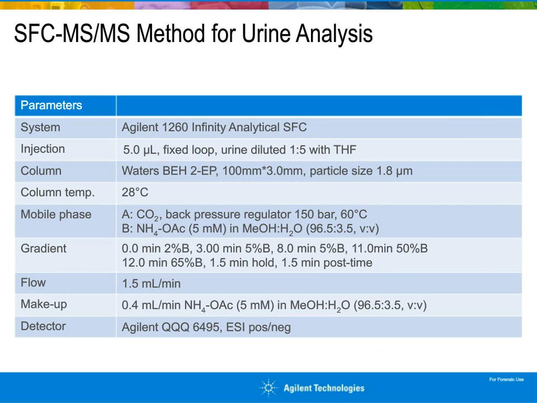Moving on to the method, looking at the system here, this is a fixed loop system. We inject 5 microliters of diluted urine, 1 to 5 in THF. The column used for the application is an ethyl-pyridine column. Column temperature, and the rest is basically the standard chromatography setup that you know from any of the analytical systems you are running. The Agilent mass spec here was run in electrospray positive and negative. That was optimized separately from the chromatography in order to get the best precursor product ion combination for the particular compounds we were analyzing.